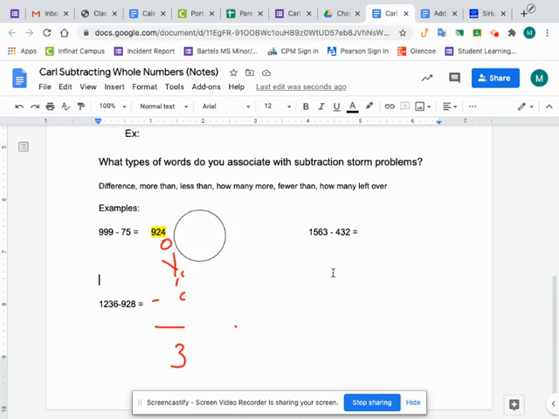Make sure you go ahead and fill out this note sheet if you are one of my distance learners before you actually start on the assignment.